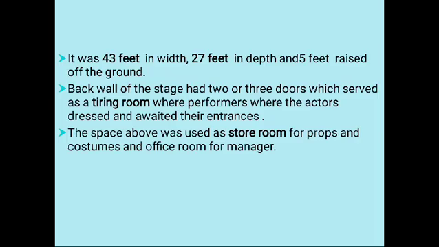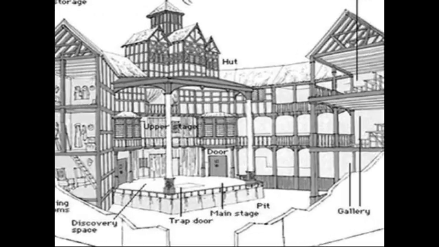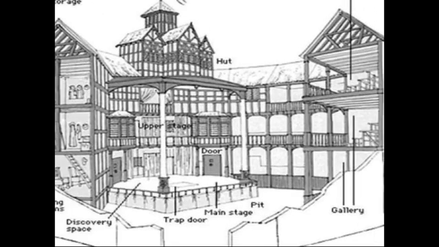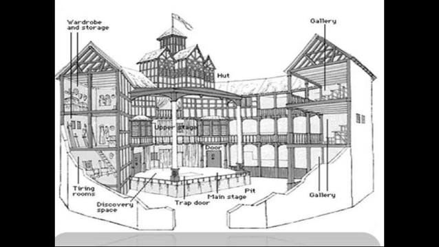The Globe Theatre stage is 43 feet in width and 27 feet in depth and 5 feet raised from the ground. When we see the Globe Theatre, on the back side of the stage, we have 3 rooms: the tiring room, storage room, and office room. The tiring room is used for the actors to dress up themselves, and the storage room is used to keep their properties, and it is also called the wardrobe room. The other room is the office room, which is used by the manager.